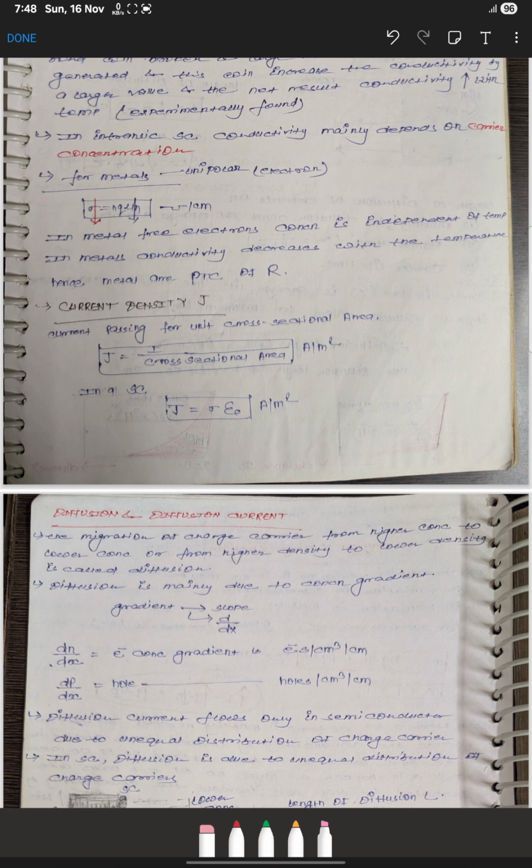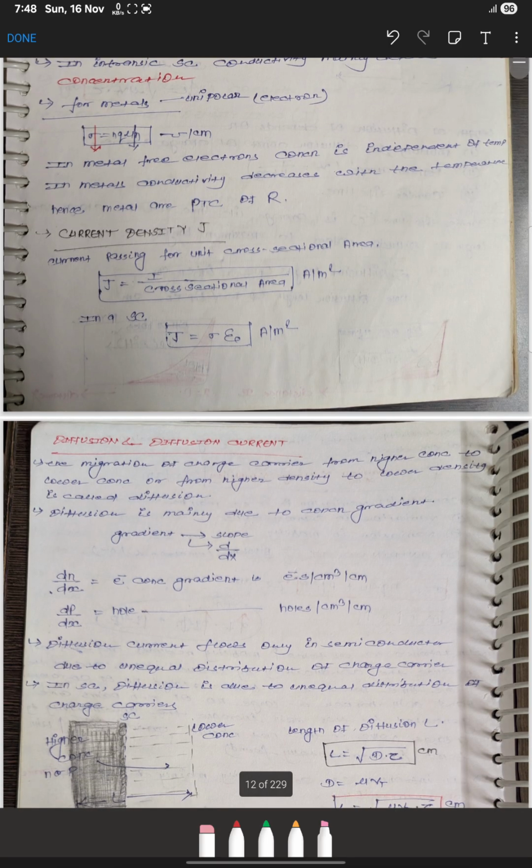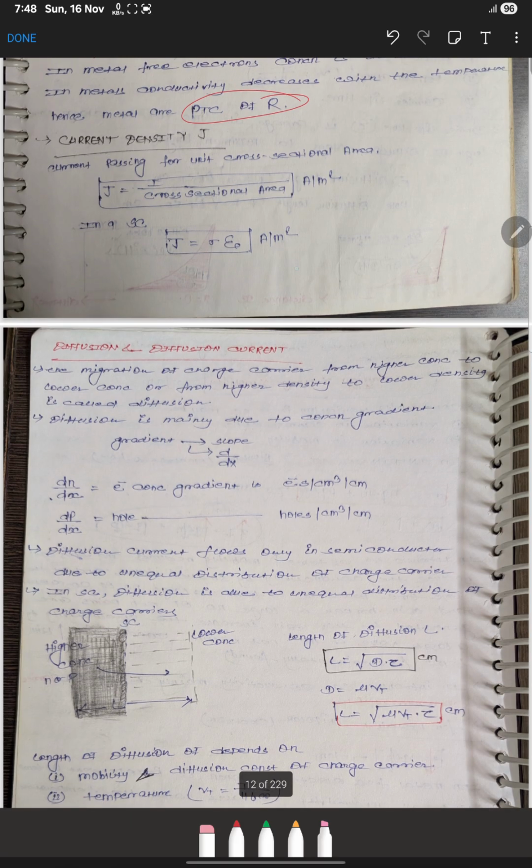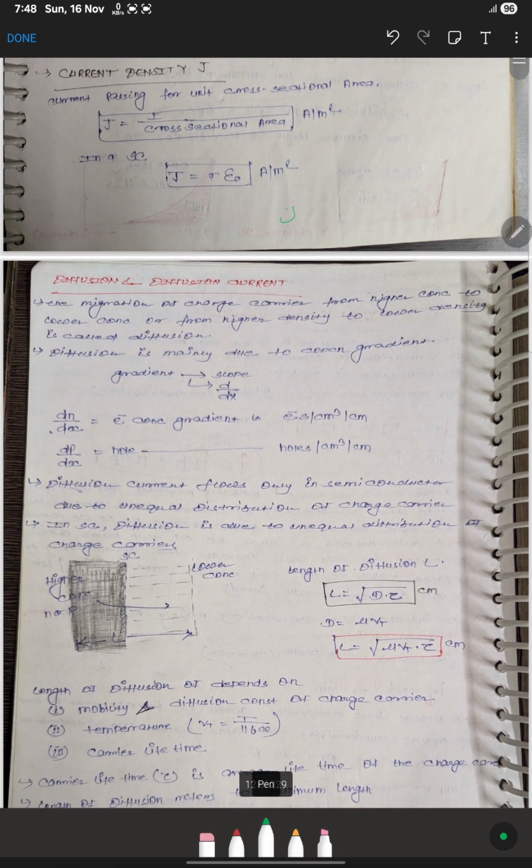For a metal or unipolar material, conductivity is n q mu n mho per centimeter. In a metal, free electron concentration is independent of temperature. In a metal, conductivity decreases with temperature. Hence metals are PTC of R, resistance. Current density J is the current passing through unit cross sectional area, J is equal to I upon cross sectional area. In a semiconductor, J is equal to sigma E, where E is the electric field.